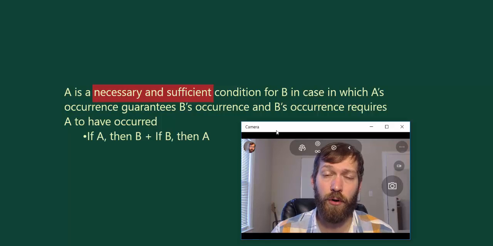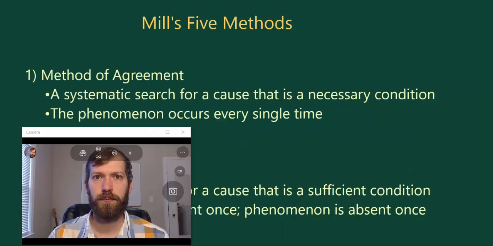Okay, with that under our belts, let's now turn our attention to looking at the 5 Mill's methods. The first method that we're going to look at is the method of agreement. What we're doing in a method of agreement is trying to identify necessary conditions for a phenomenon. So we're looking for the cause of a phenomenon in the sense of a necessary condition.